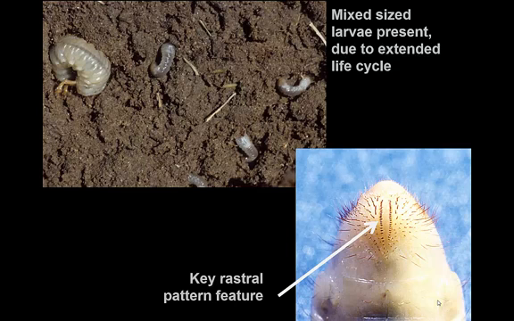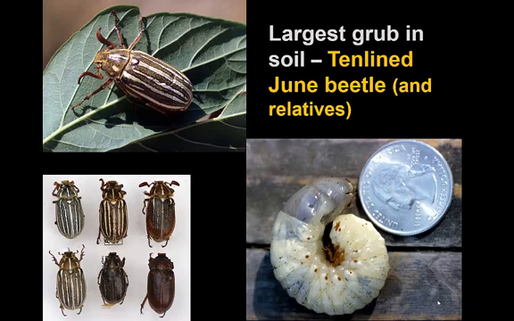Now there is just one that needs perhaps a little bit of attention, and that is actually the largest kind of white grub you might ever find in a lawn, as well as some other sites, and that's the 10-line June beetle, as well as other relatives in the genus Polyphylla. These are our biggest scarab beetles in this part of the world. They have fairly generalized feeding habits. They're not just restricted to turfgrass sites.